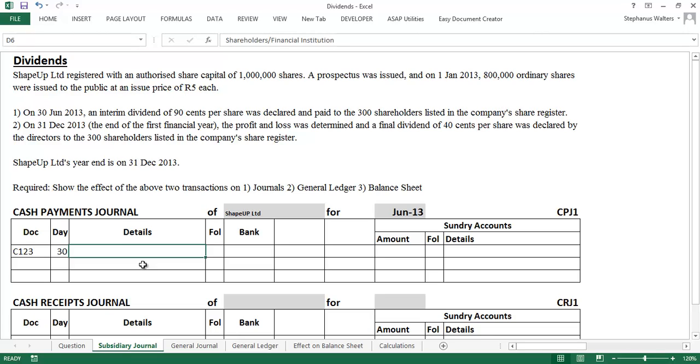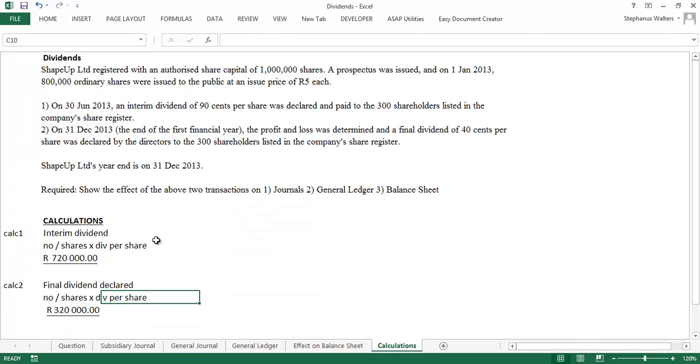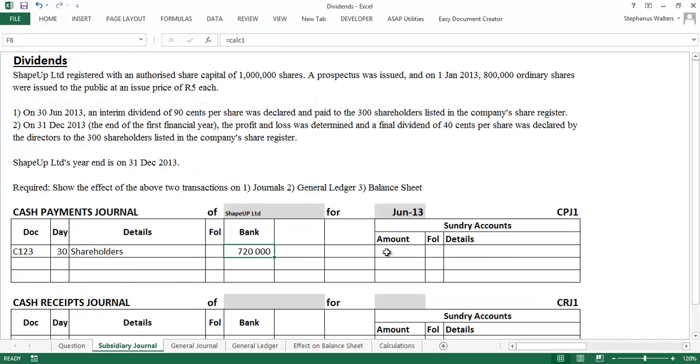Our details here is going to be the people that we paid, which in this case is the shareholders. So we're just going to fill in here shareholders. Take out the financial institution. All right, how much did we pay them? We calculated that at 720,000. So we can put that in there.